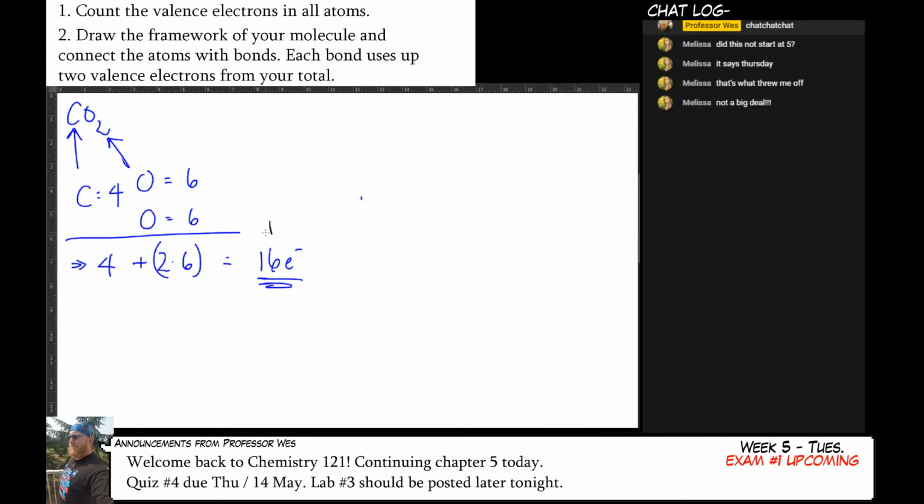All right, so that was step 1, count the electrons. Let's do step 2. Step 2 is to draw the framework of my molecule. I want the atom that came first in the formula, that's the carbon, is going to go in the middle. And the outer atoms will be the other things that are connected to it. So I had O2, I'm going to put them on the outside, and now I got to connect them.